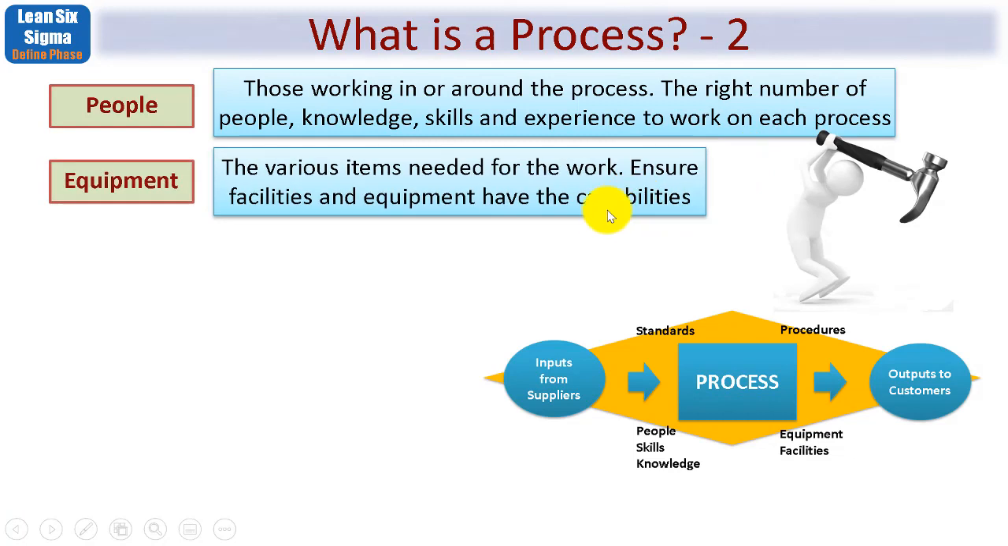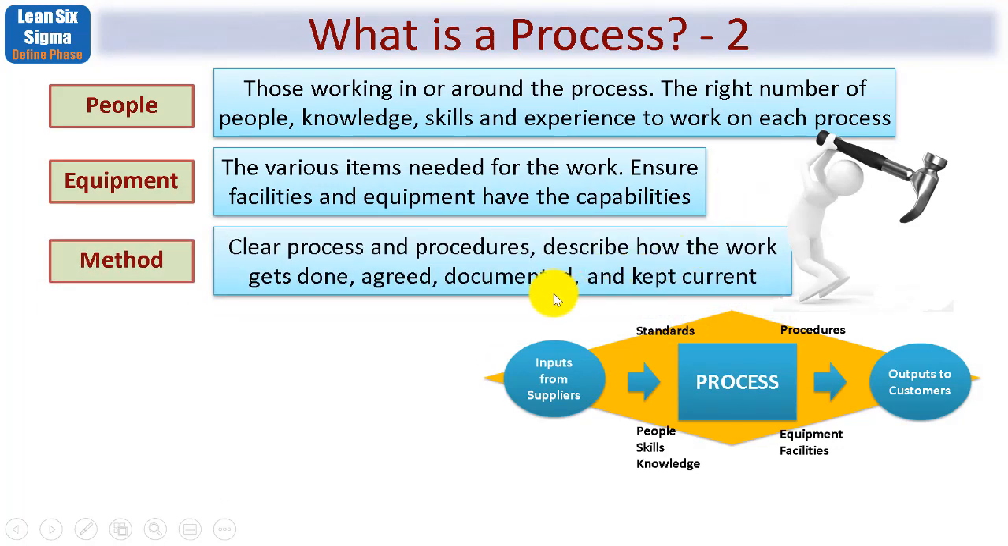Next up, equipment. And this covers the various items needed to carry out the work within that process or processes. What we need to do here is ensure that we've got the right facilities and equipment and they have the capabilities in order to get the job done. So you see, these equipment and facilities are needed to operate the process. And such equipment and facilities need to be capable of meeting or exceeding the customer requirements. And these must be appropriate from day one. They must be located in the right place and correctly maintained from that point on.